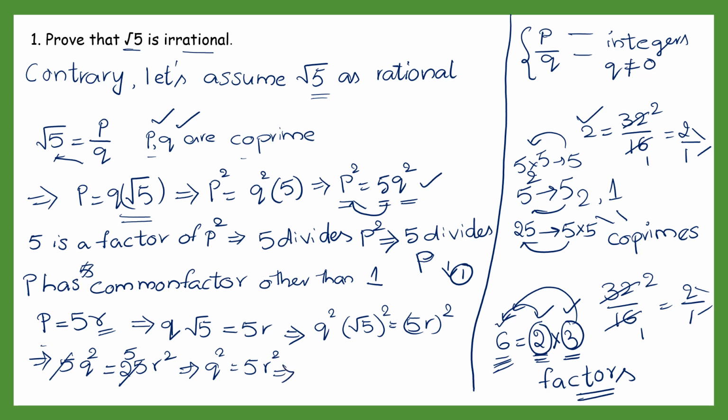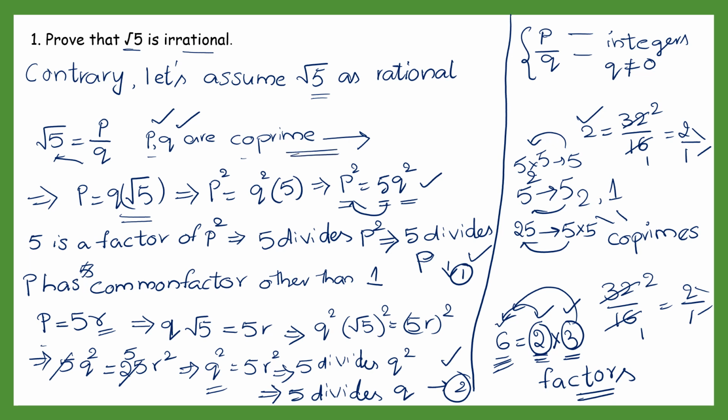That means 5 is a factor of q square. That means 5 divides q square. If 5 divides q square, you can tell 5 divides q also. This is 2: 5 divides p, 5 divides q. That means p and q have common factors other than 1. But initially we assumed that p and q are co-prime. They have only one common factor, that is 1.